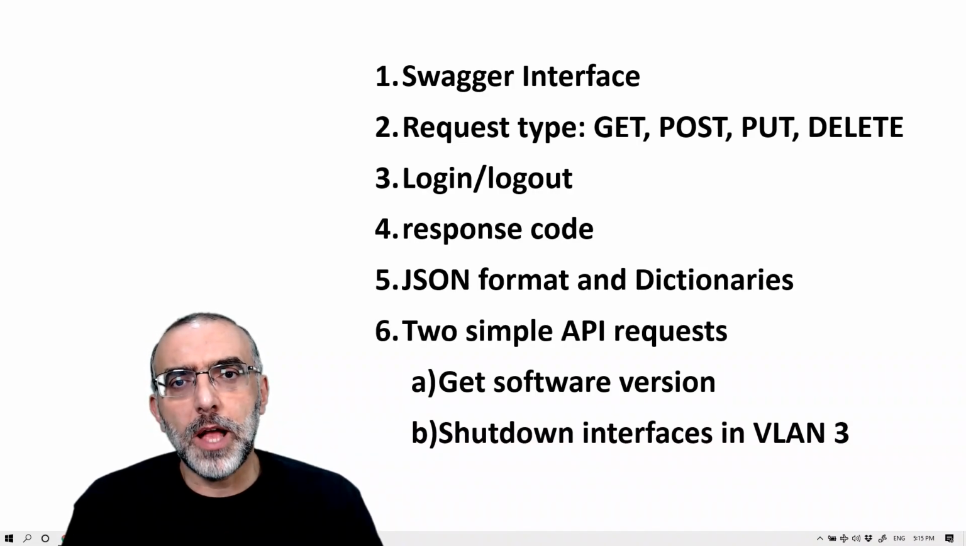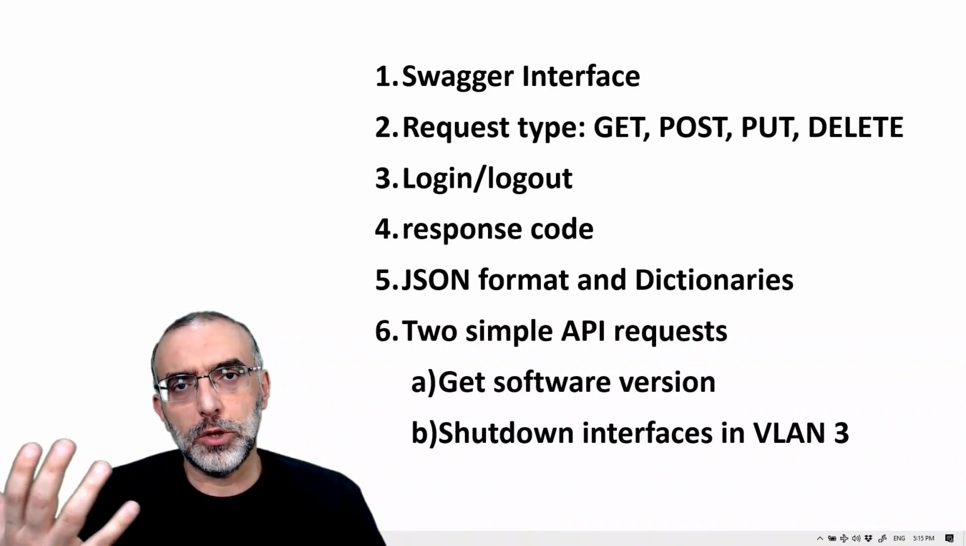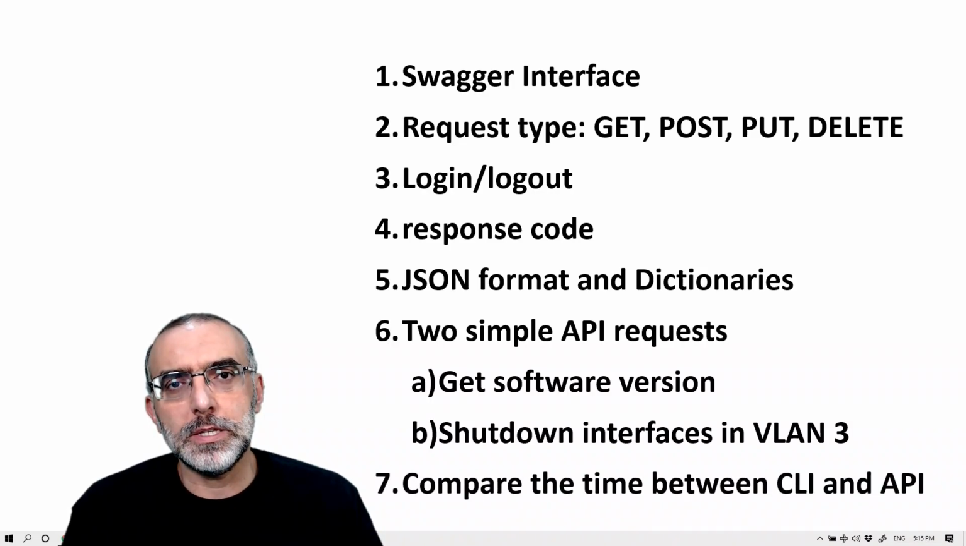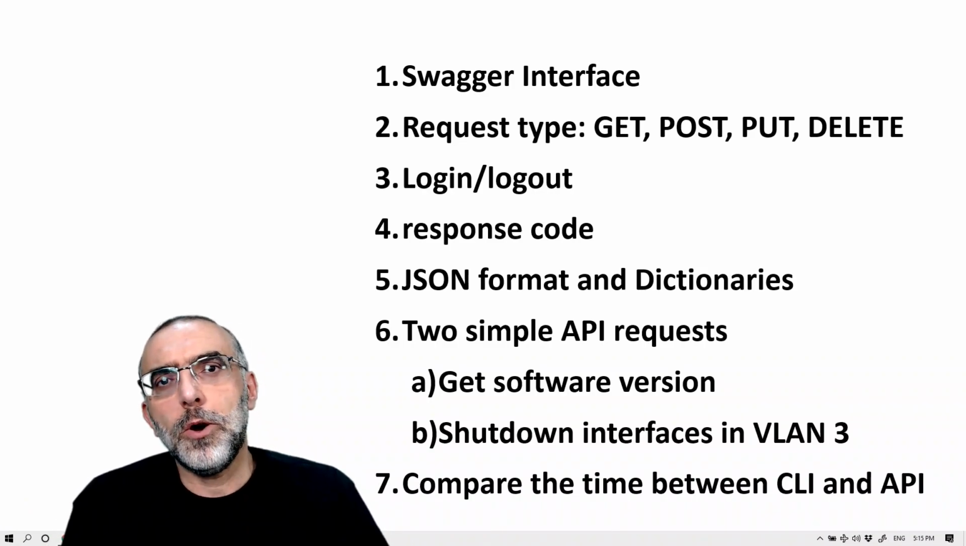And after that, I'll create two simple API scripts, the same way we created CLI scripts in session 2. In this session, I'll create two API scripts to achieve the same results as what we did in session 2. The idea of having these two API scripts is mainly to compare the time needed for a CLI script against the time needed for an API script to achieve the same results. So let's go to the details.